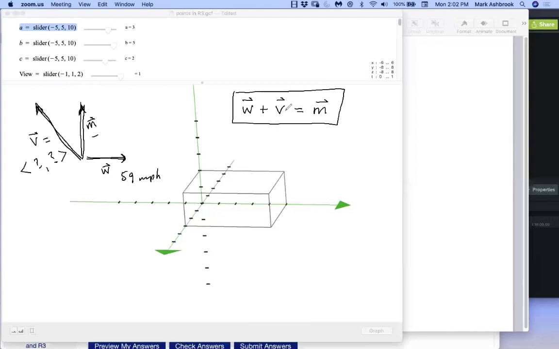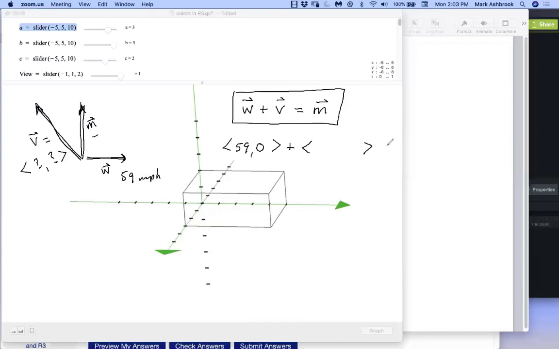So what is W? We can just write it down. What is the vector W in component form? 59. Okay, that's just a number, that's just a scalar. It's a vector, right? So what's its vector? The vector would be 59 and 0.